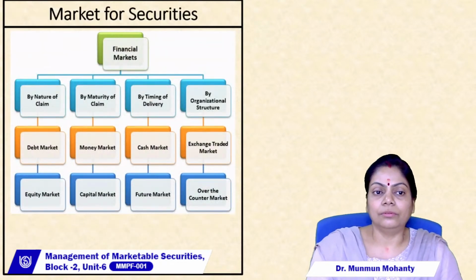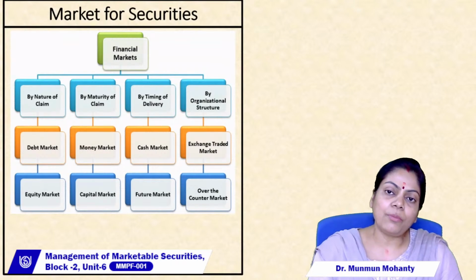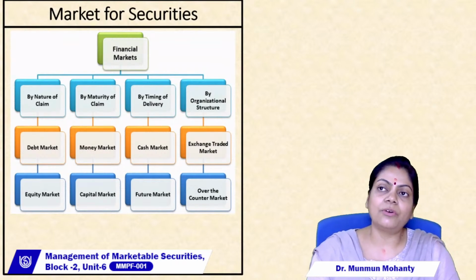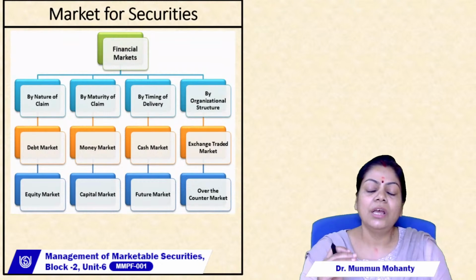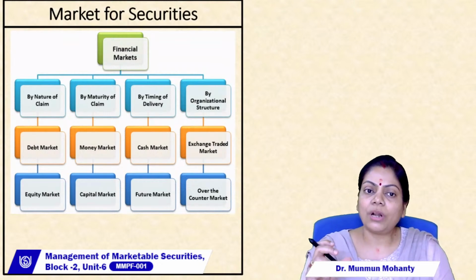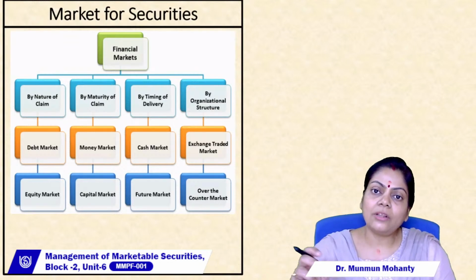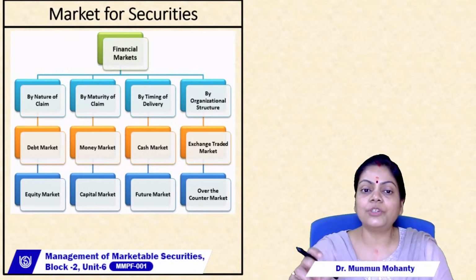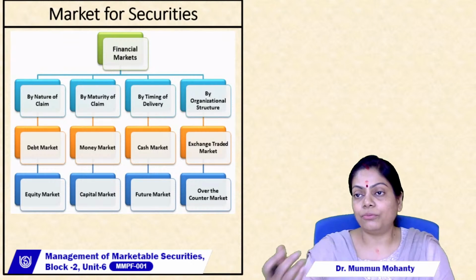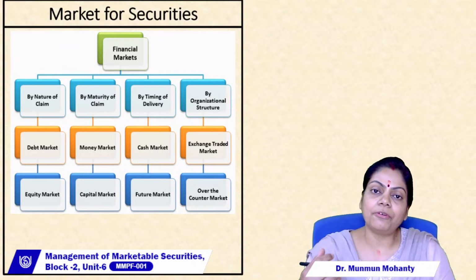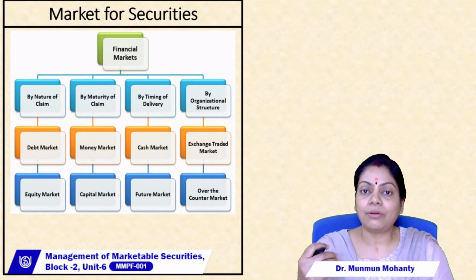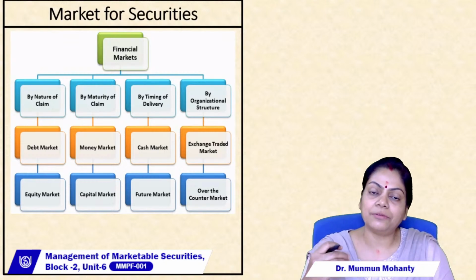Now, while we're talking about this investment in marketable securities, we have to look at three aspects. What are the three aspects? Number one, what are the markets for this kind of securities? Number two, what are the assets available in each of these securities, where I can park my funds for a very short period of time, and what is the basic nature of these kinds of assets?